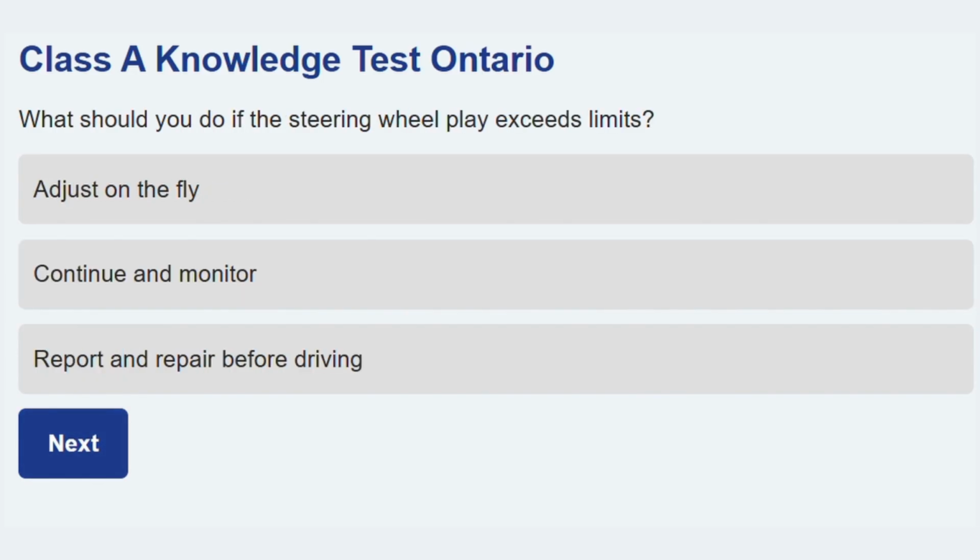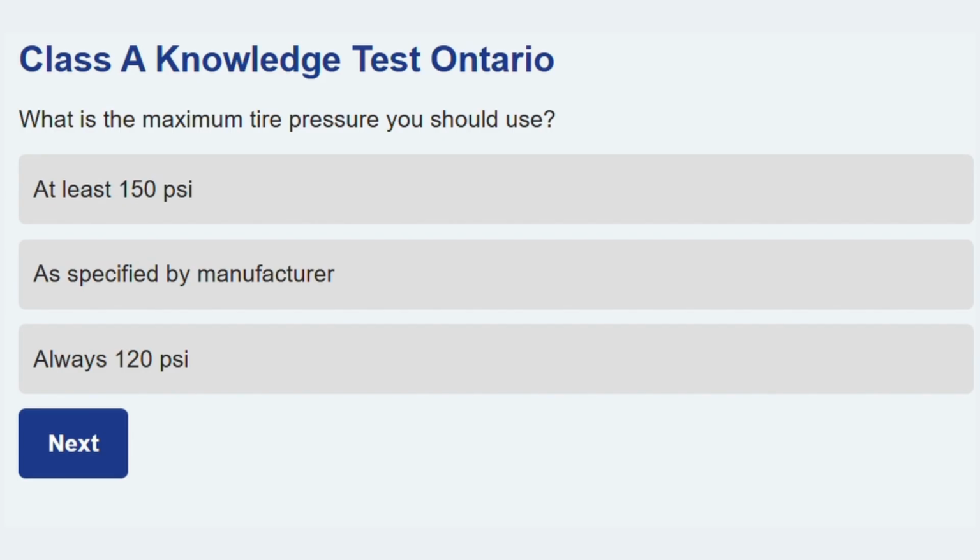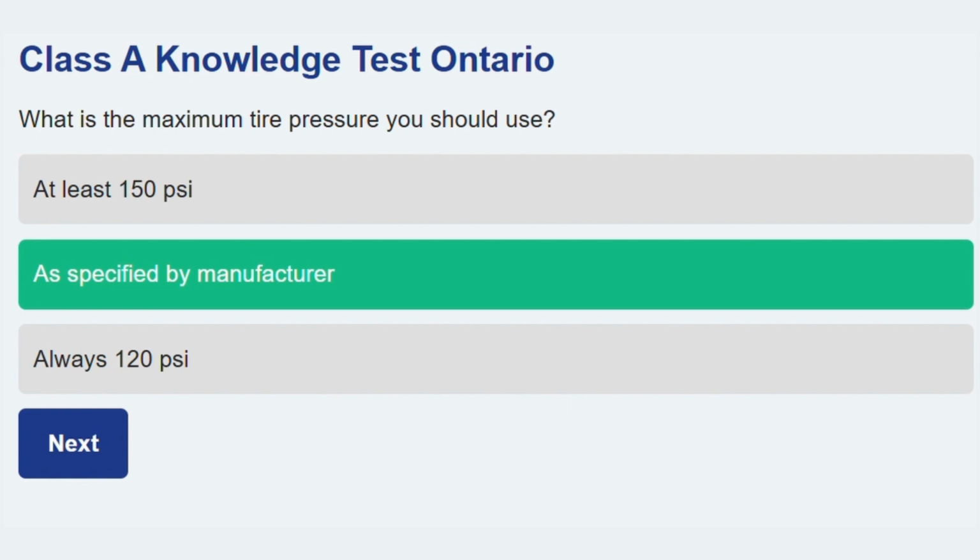Let's keep going. What should you do if the steering wheel play exceeds limits? Report and repair before driving. Excessive play reduces control. Moving on. What is the maximum tire pressure you should use? As specified by manufacturer. Overinflation or underinflation, both unsafe.